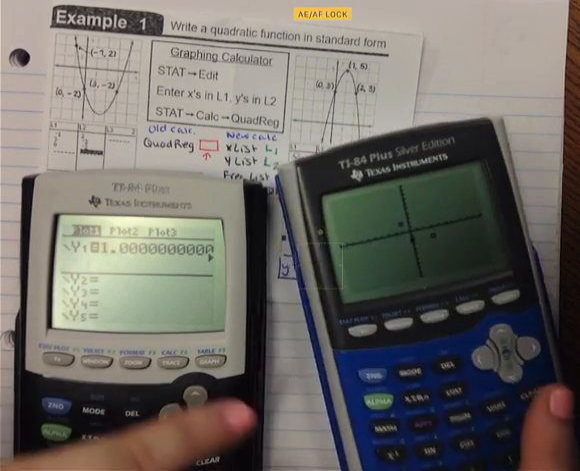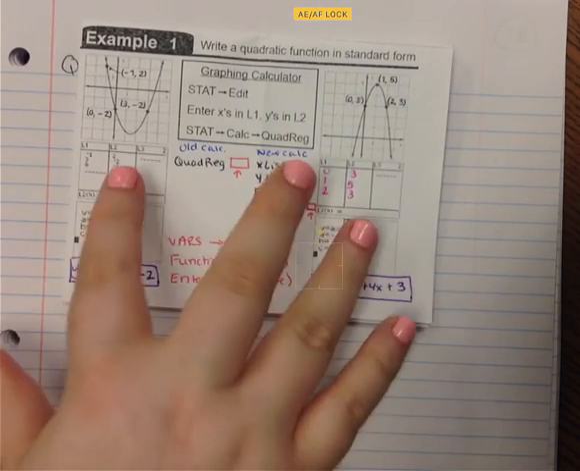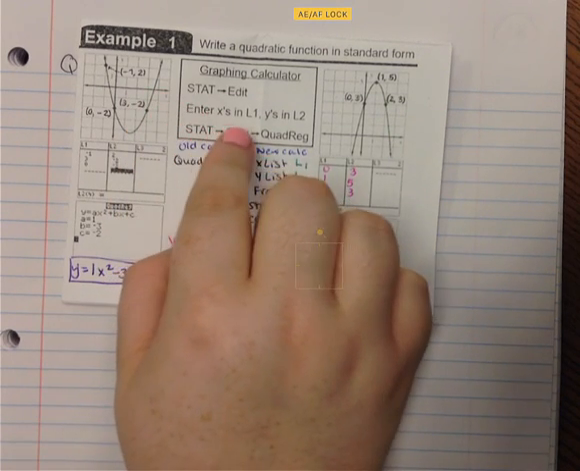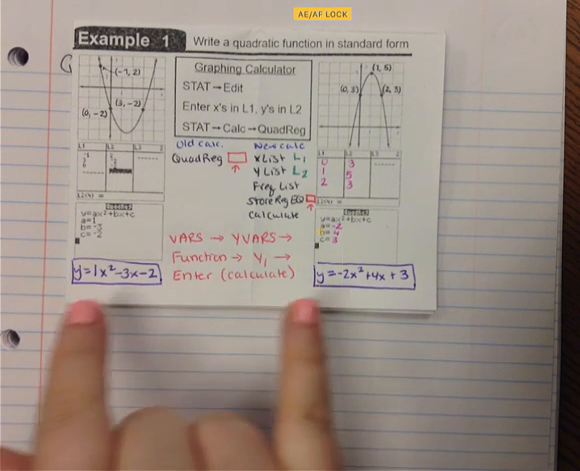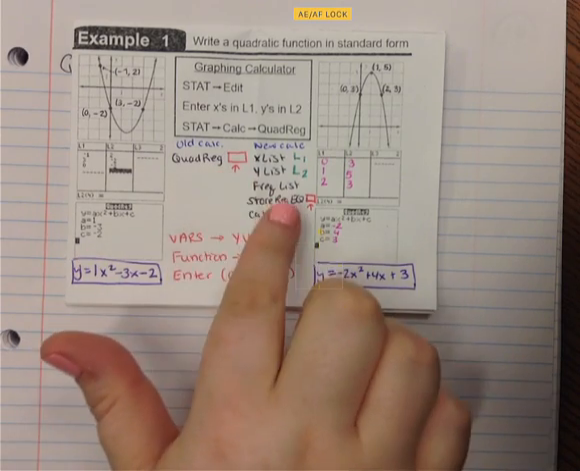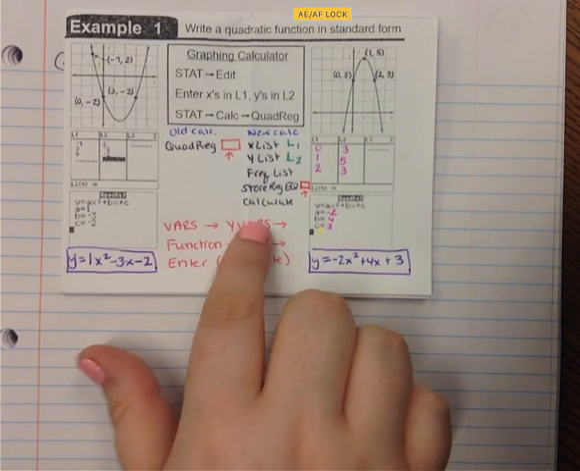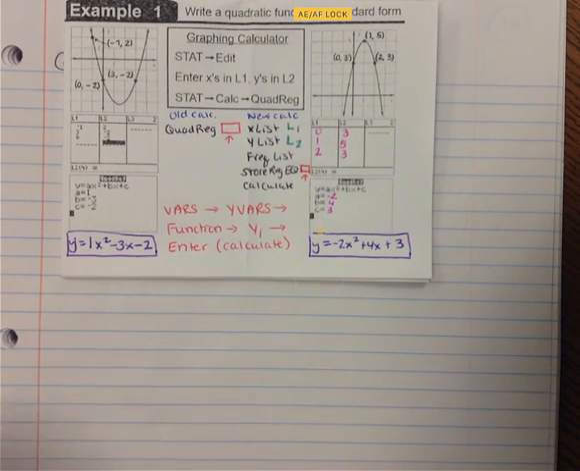So this is how you do quadratic regression. You take your 3 coordinates, you plug them into your L1 and L2, stat, calc, you do quadratic regression. Again, you can do it for any types of regression. If it asks for linear regression, you would just click linear regression instead. Then you have to make sure that you put your cursor in the correct location depending on which calculator you have, and you press vars, y-vars, enter on function, enter on y1, and then you go to either enter or calculate.